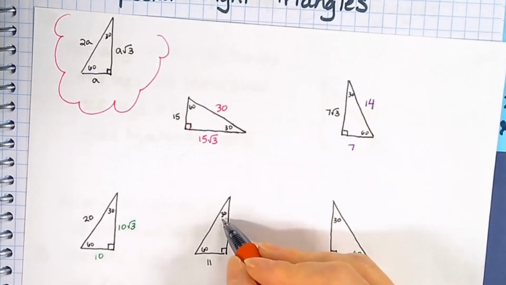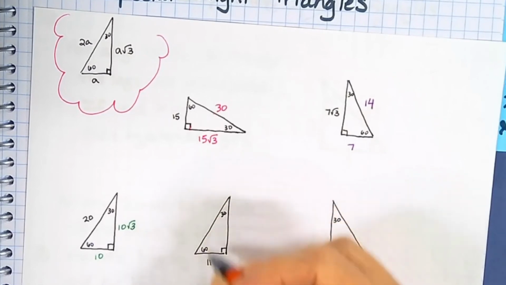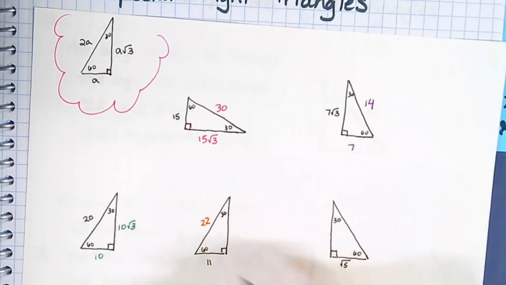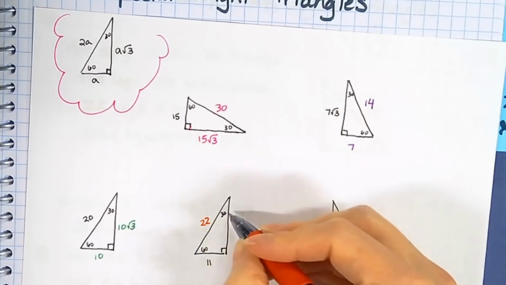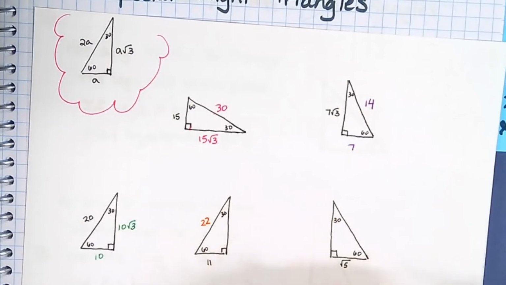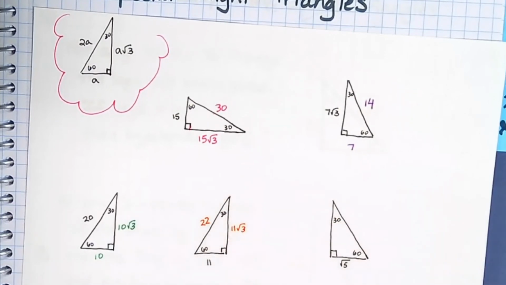Let's do this one. My side that I'm given is 11, and it's across from the 30-degree angle. So it's across from the smallest angle, so that's the shortest side. The shortest side is half the hypotenuse, so the hypotenuse is going to be double the 11, or 22. And the long leg is just the short leg times the square root of 3, so it's 11 times the square root of 3.